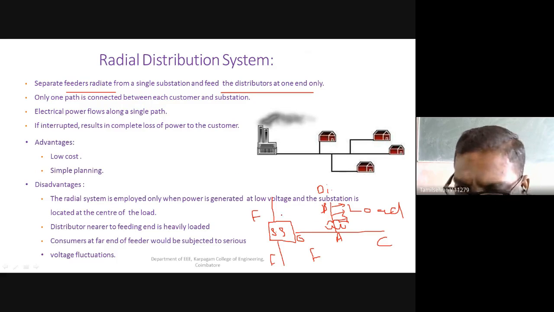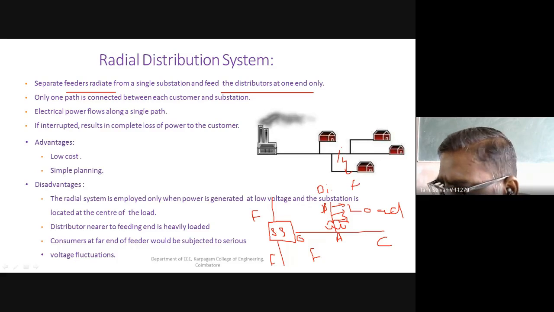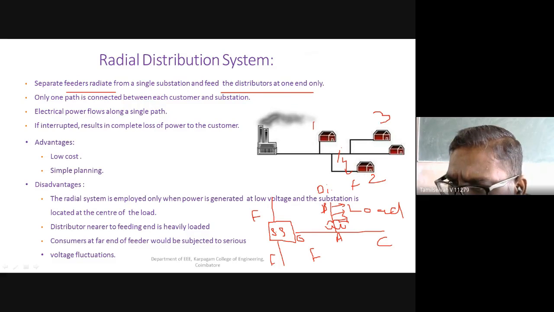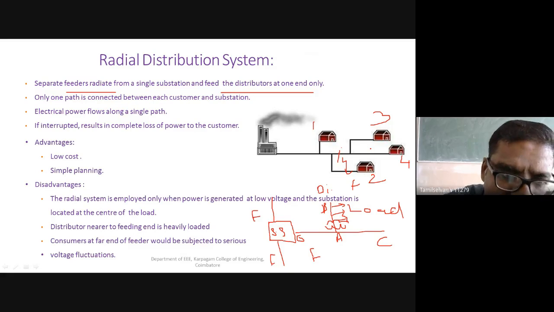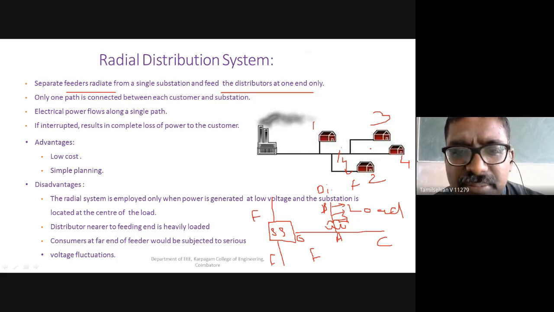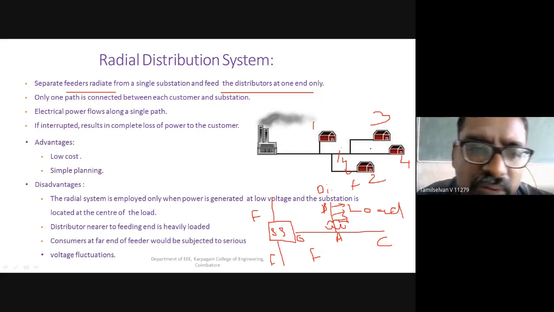So in this radial distribution, suppose a fault has occurred at this point. Here we have house 1, house 2, house 3, and house 4. When the fault occurs at this point, house 3 and house 4 are not able to get the power supply. If it is interrupted, there will be a complete loss of power.